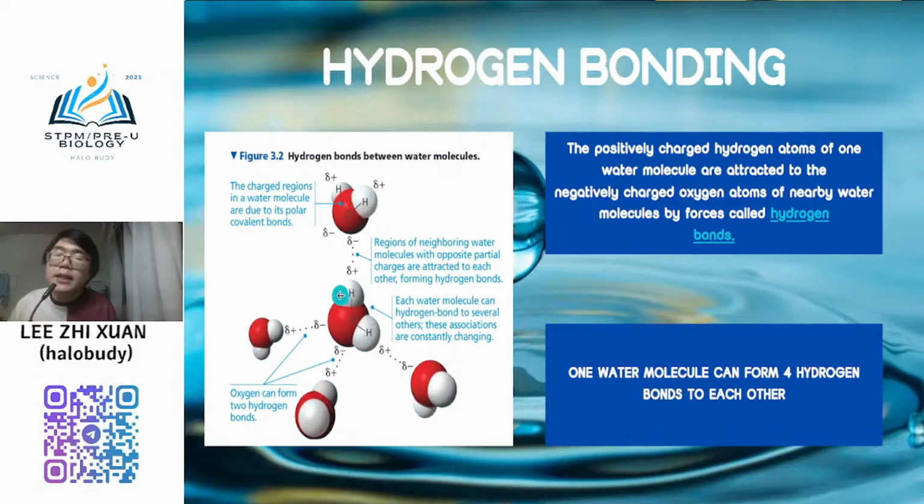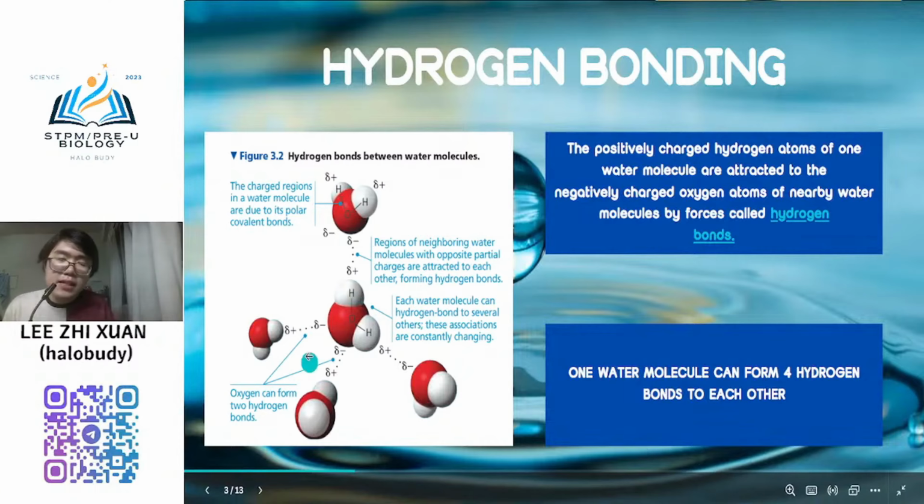This is intermediate. The positively charged hydrogen atom of one water molecule is attracted to the negatively charged oxygen of another water molecule, normally nearby, and we call it a hydrogen bond. So you need to know how to draw it. We know that one water molecule can form 4 hydrogen bonds.